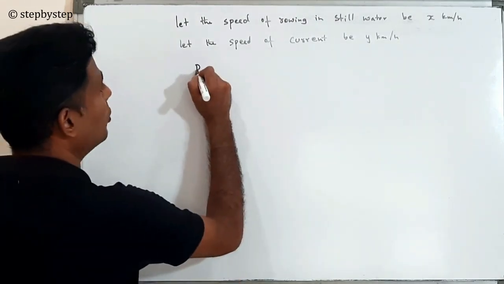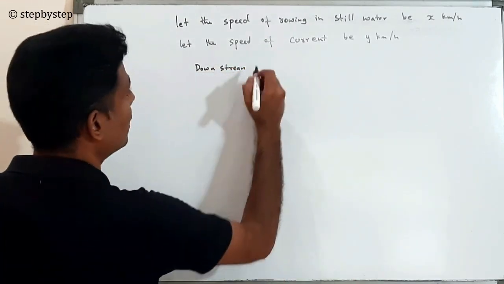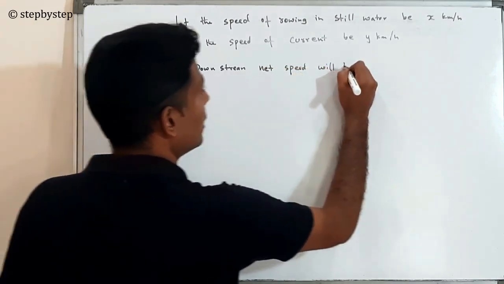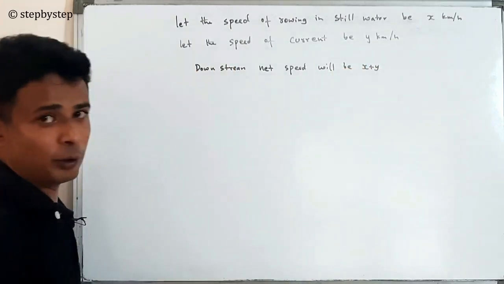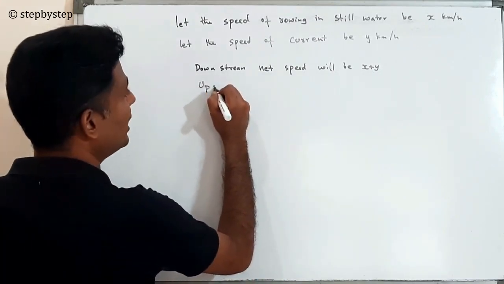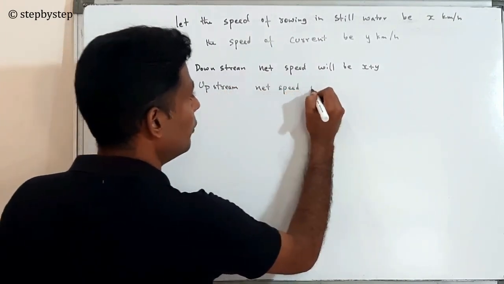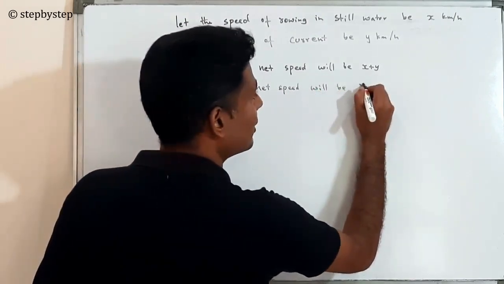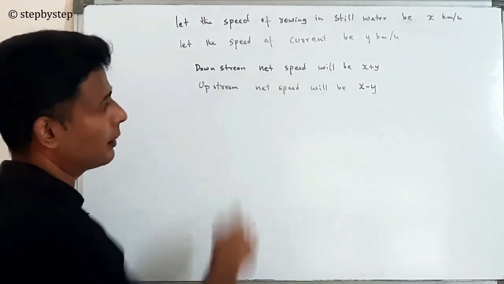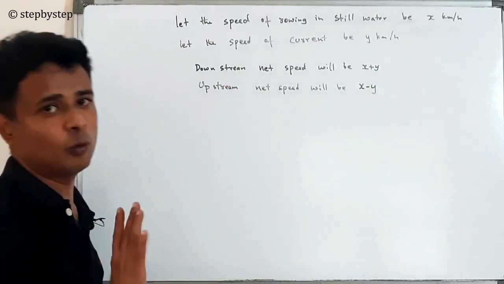Whenever you are going downstream, it's easy to go, you are going with it, so the net speed will be x plus y. This is what you have to remember. Both speeds will add when you are going downstream. When you are going upstream, it is slower, very easy to remember. Net speed will be x minus y, your speed minus the speed of the water current. So downstream x plus y, upstream x minus y.